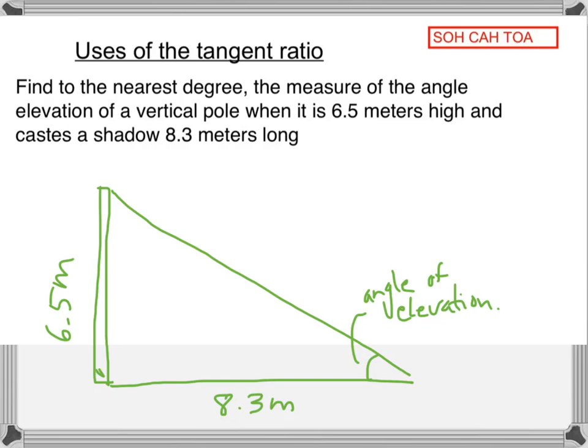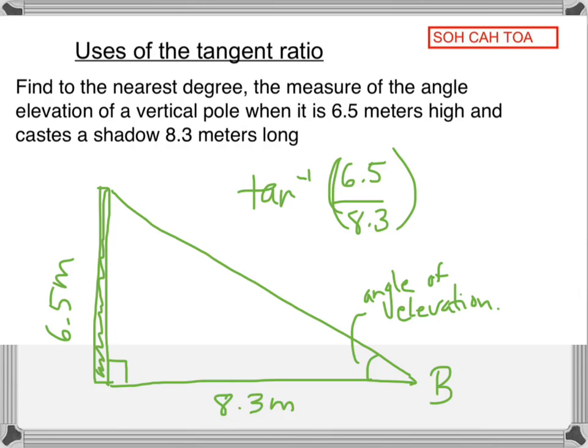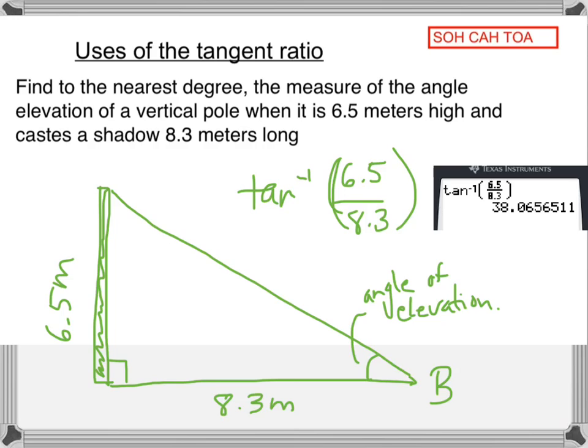Let's think of this like a right triangle. It's a vertical pole, so it's perpendicular to the horizontal ground. I'm looking for this angle right here. Let's call this angle B. Again, I'm given the opposite and the adjacent side. So I can again use the inverse tan, and the opposite is 6.5, and the adjacent is 8.3. Let's calculate that. According to my calculations, the angle would be 38.07 degrees. And that's how I would do that.